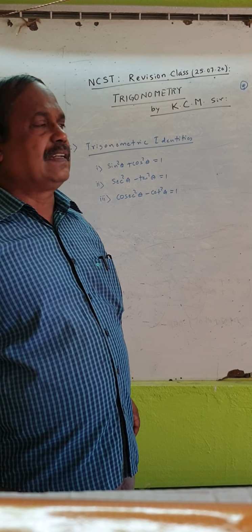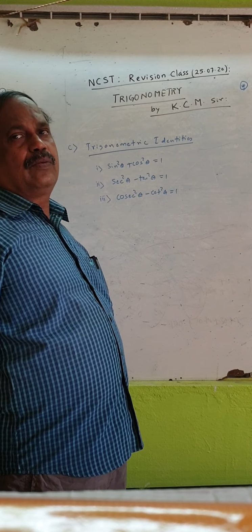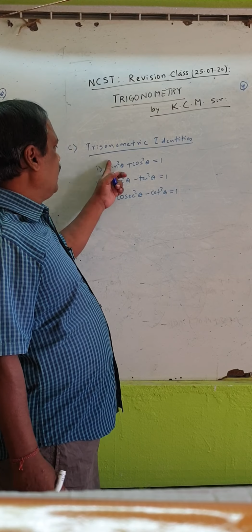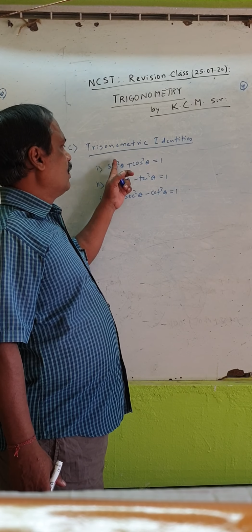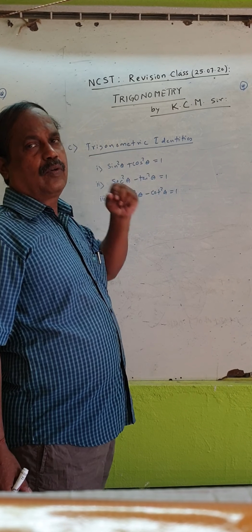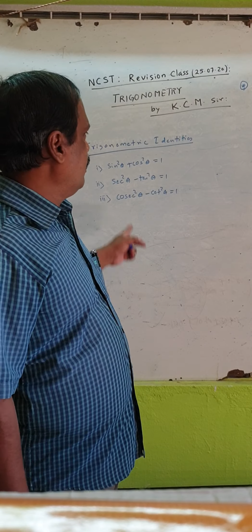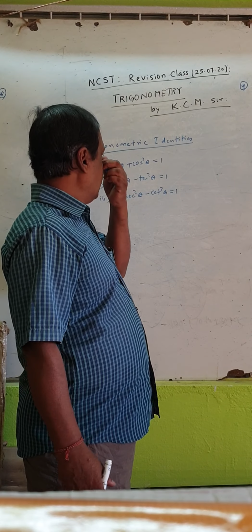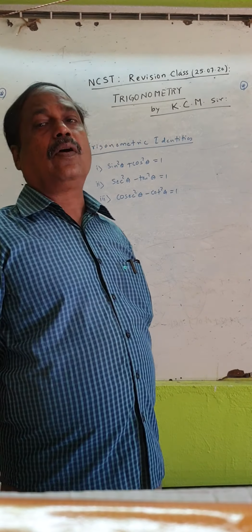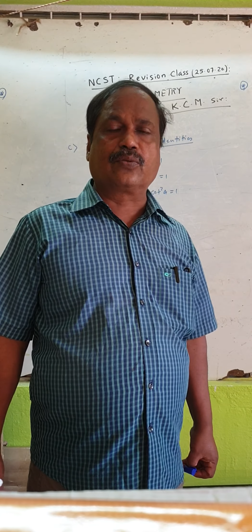Suppose you take 60 degrees: sin 60 is root 3 by 2, cos 60 is 1 by 2. Root 3 by 2 square plus 1 by 2 square, so 3 by 4 plus 1 by 4, again 4 by 4, that's 1. So these are trigonometrical identities, and you have done a lot of problems on identities in your school.